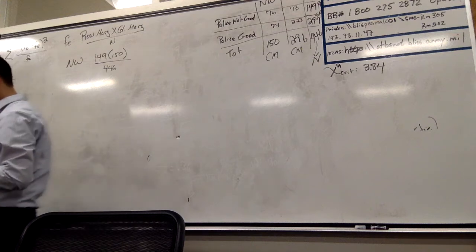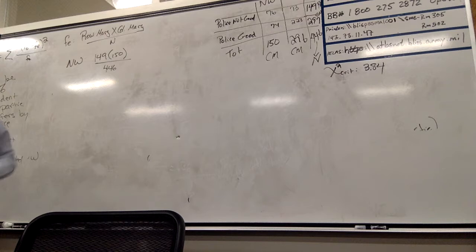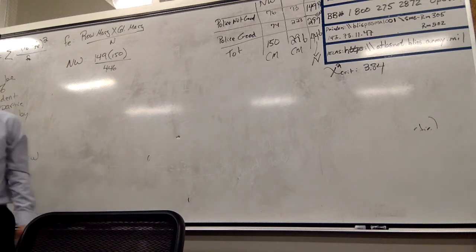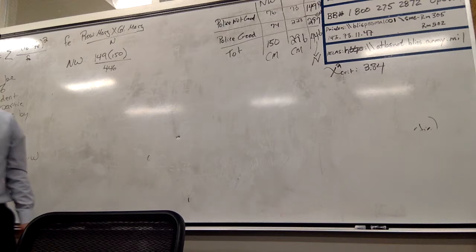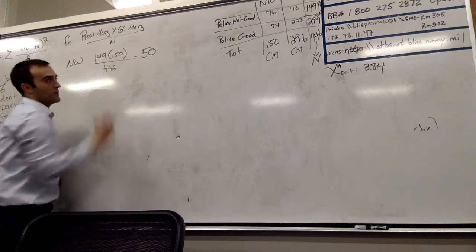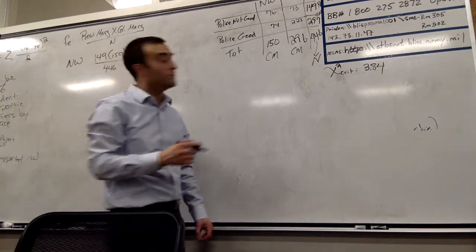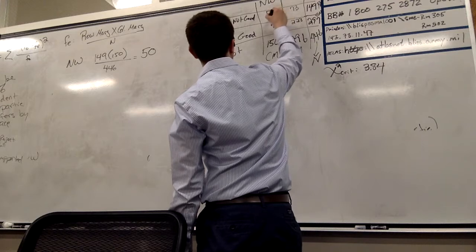$149, so that is $150 divided by 446. Let's do it for the sake of calculations. Let's just round it to the whole number, so 50. And you won't be doing any of these on homework. This is the only one by hand. So our expected in the Northwest was 50.